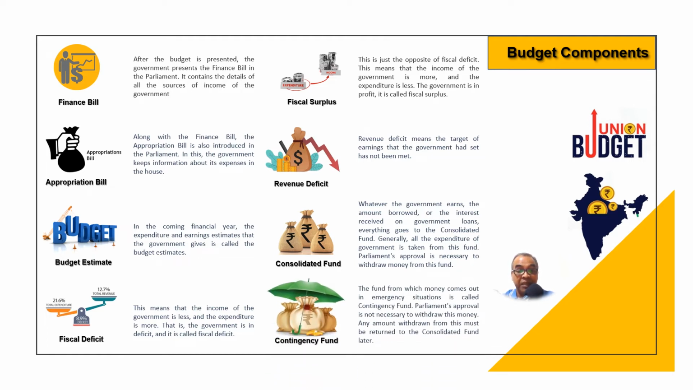Contingency fund. The fund from which money comes out in emergency situation is called contingency fund. Parliament's approval is not necessary to withdraw this money. Any amount withdrawn from these must be returned to the consolidated fund later.